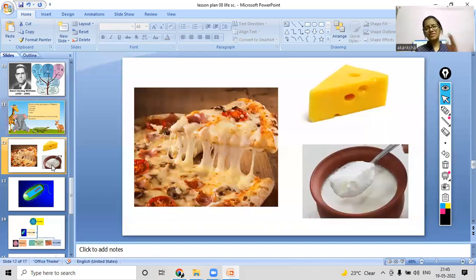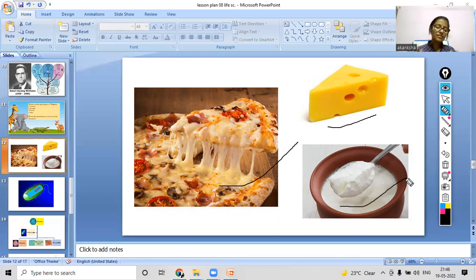There are just pictures, you will enjoy it. Okay? So what can you see in these pictures? Your favorite food. Yes, it is a pizza. Very good. What else can you see? There is cheese, there is curd. How many of you like to eat these things? Mostly everyone likes to eat it, right?